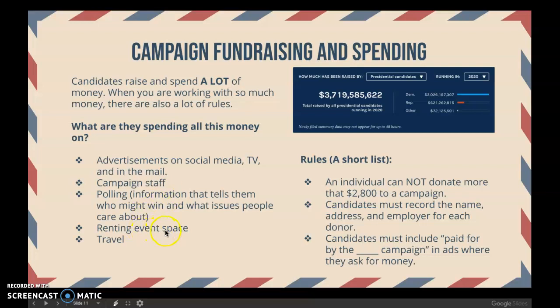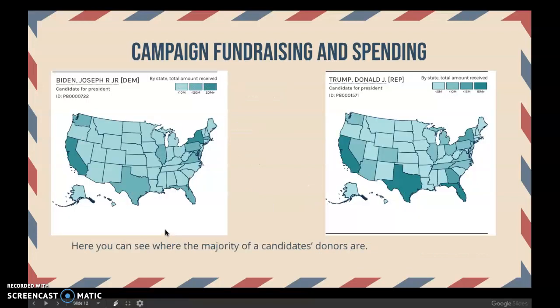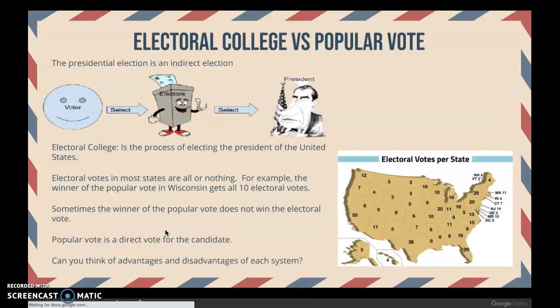There's also renting space. The candidates have events in all these different states, and they have to fly to those events. They have to provide security. They have to make sure that all this infrastructure is in place in order for that event to happen. And so that costs a lot of money as well. So campaigns have become very expensive. And you can see some places where the candidates raise money on this map as well.